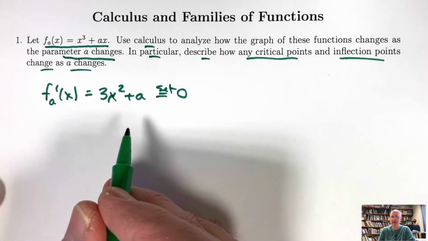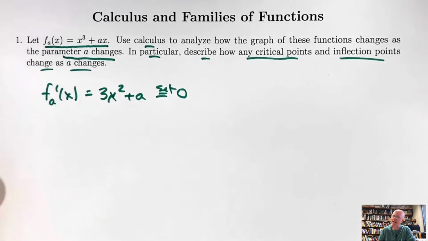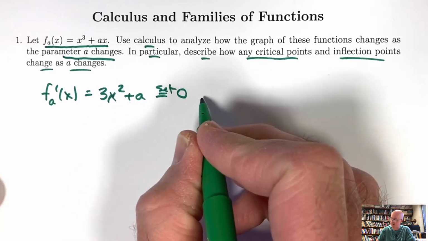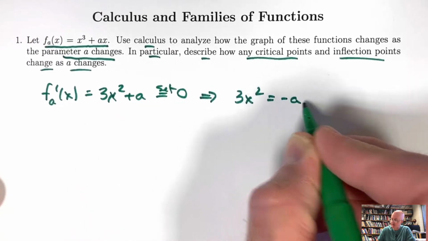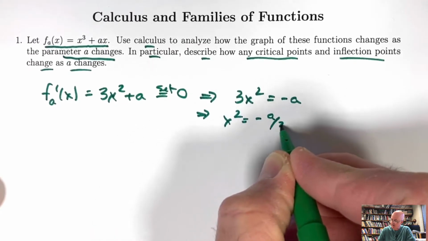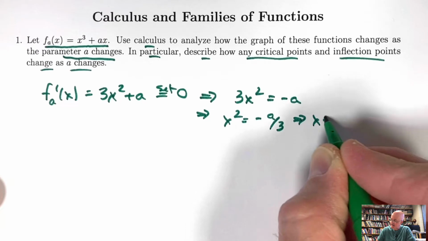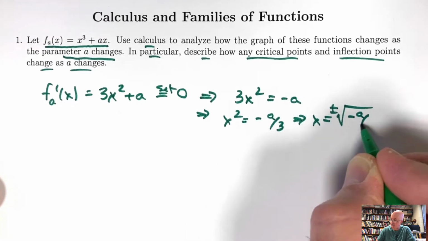Now you may be thinking to yourself, well, that's never 0 because a is positive. Well, you're making an assumption there. You're making the assumption that a is positive. In reality, a could be negative. The derivative could be 0. When we solve for x, we get 3x squared equals negative a. That means x squared is negative a over 3. And that means x is plus or minus the square root of negative a over 3.